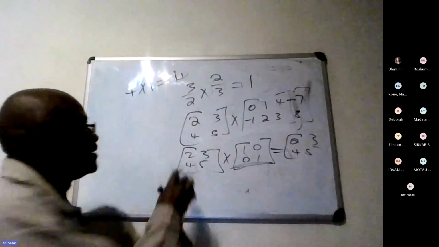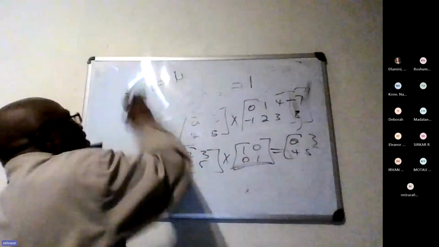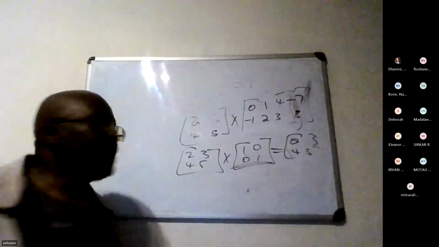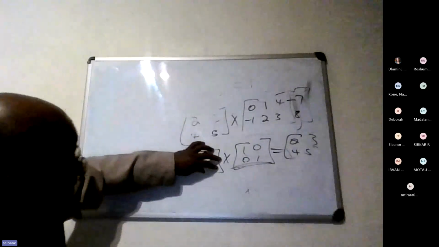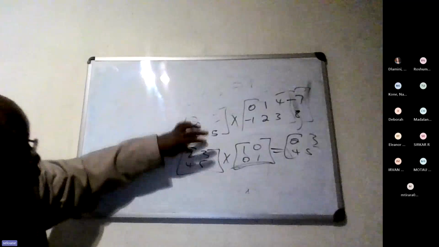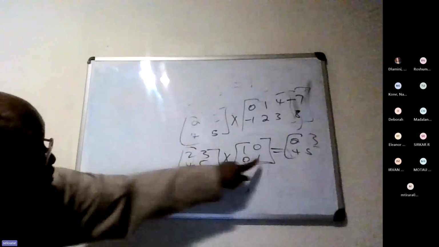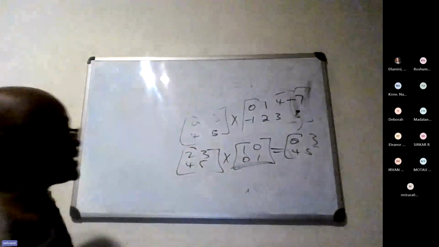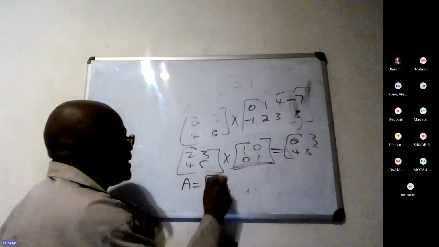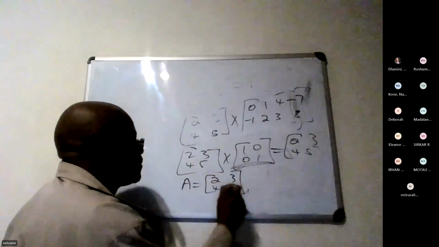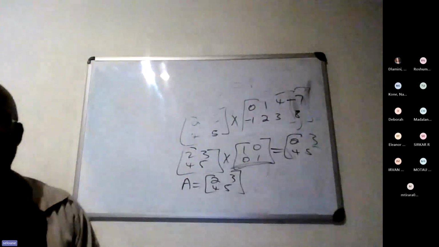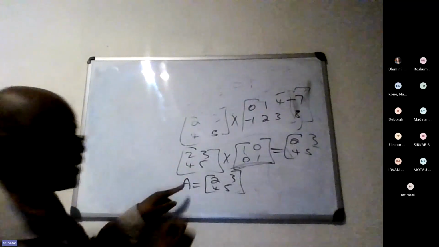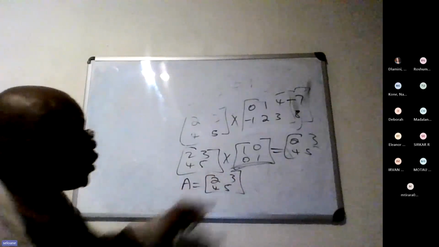Now, we take it further, hopefully we're still together. There is another matrix such that when you multiply it by this, it's going to give you this one. Let's say this is A. There will be another matrix for this one, such that when you multiply it by this, it's going to give you this one.